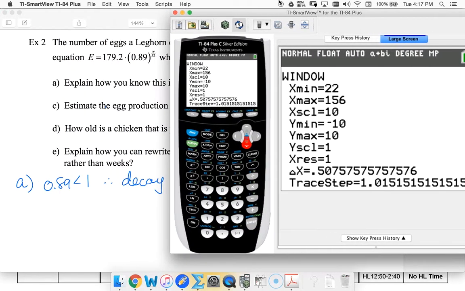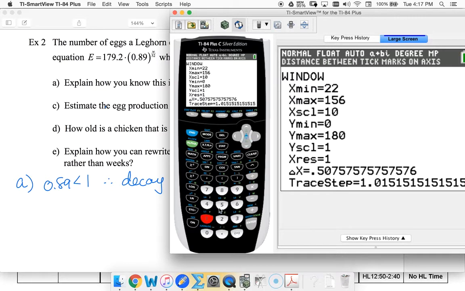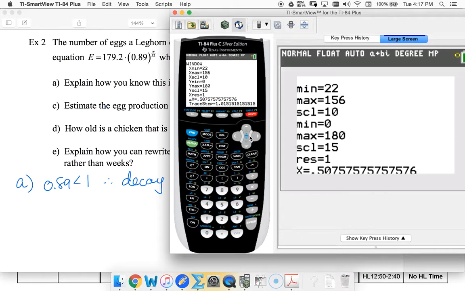My initial value is 179.2. I know I'm starting at 22 weeks, so I'm going to be past that, but we can use that as our y max. I'm going to say 180 just for a nice even number. My y min, I'm going to go with 0 because I know this graph has the asymptote at y equals 0. And now I'm going to count by 15s. So let's look at that graph.